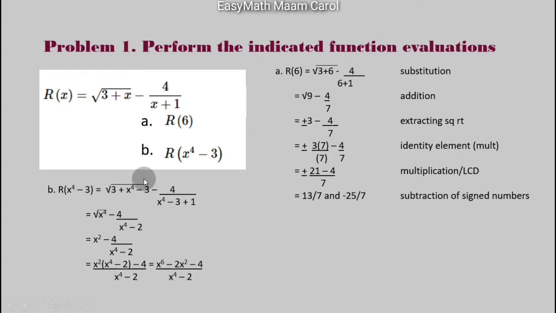Okay. Para naman dun sa letter B, wherein we are going to substitute x with the expression x to the fourth minus 3. This is just very easy kasi wala naman masyado tayong gagawin na mga operation kasi may x pa din. So what happens is, itong x na to, pinalitan natin ng buong x to the fourth minus 3. So, doon pa rin yung square root, nandun pa rin yung 3, and then yung x naging x to the fourth minus 3. And then, dun sa right part naman ng expression, we have minus 4 over, itong x na to, pinalitan natin ng x to the fourth minus 3 plus 1.